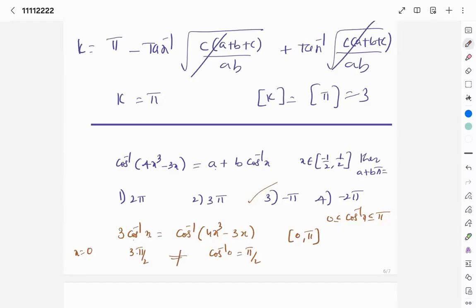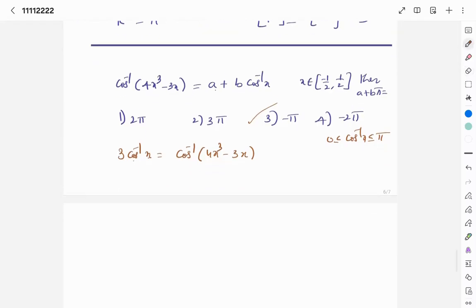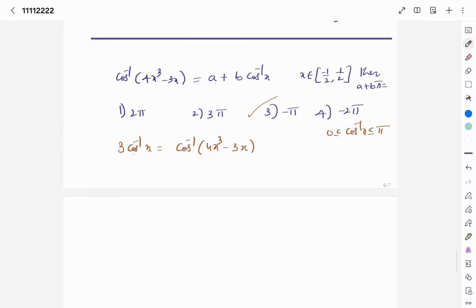So this is a standard relation. Generally we use it for simplification, but it is related to the restrictions. Restriction means how we get conditions for what values of x it is true. So you know that a single cos inverse lies between 0 to pi. That means cos inverse x lies between 0 and pi by 3.